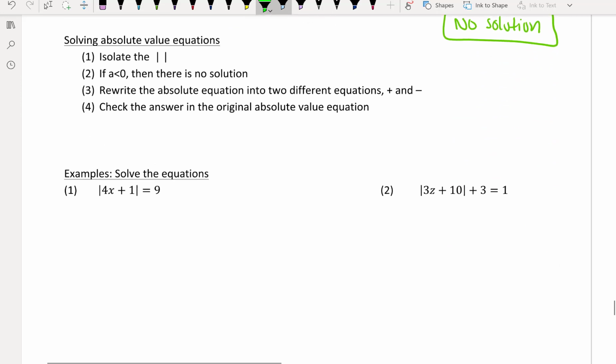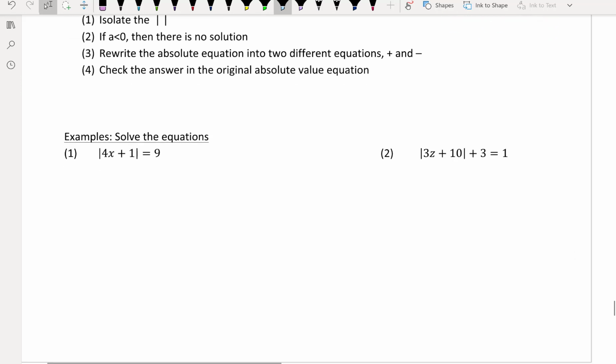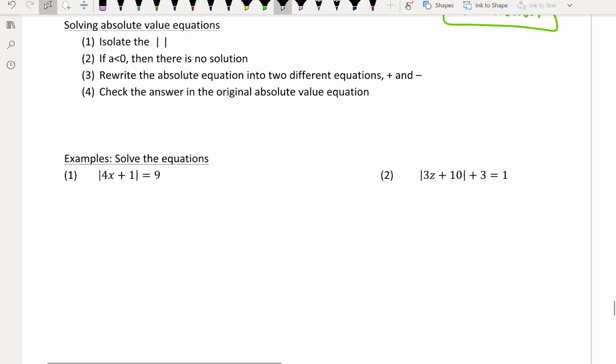Okay? All right, so now let's go ahead and solve for these absolute values. And we are going to follow these 4 steps to make sure that we can arrive to some solution if possible. So step number 1, it says isolate the absolute value. Well, I can tell you for this first example, the absolute value is already isolated. So that checks off our first one.